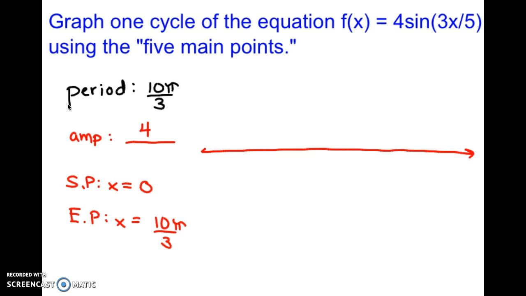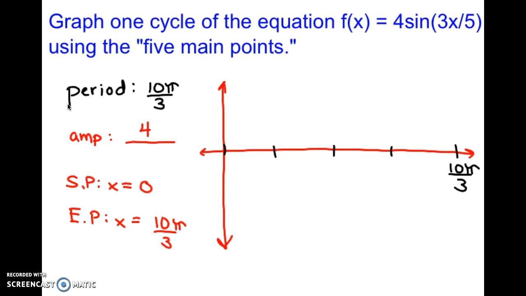Let me make an x and y axis. I know that my graph is starting at 0. It's ending all the way out here at 10 pi over 3, so I'm going to go ahead and put that. I have 5 main points, so I can create that by dividing that in half, then dividing each one of those spaces in half. Now if you remember what I did yesterday, I need to figure out what to count by.